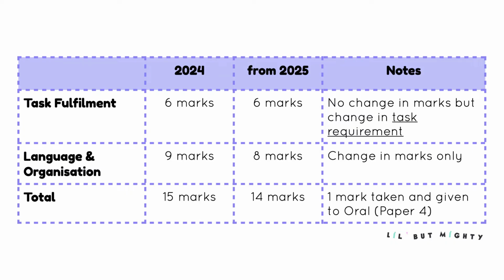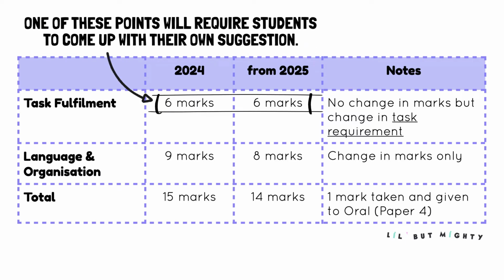Take a look at this table to see the differences between the current syllabus and 2025 syllabus. As you can see, instead of a total of 15 marks, the new situational writing component will total up to 14 marks, with a decrease of 1 mark for language and organization. In addition to that, although the marks for task fulfillment remains the same, which means that students would still need to include 6 content points to fulfill the task, one of these points will require students to come up with their own suggestion. Shall we take a closer look at each of these marking criteria to understand the changes better?